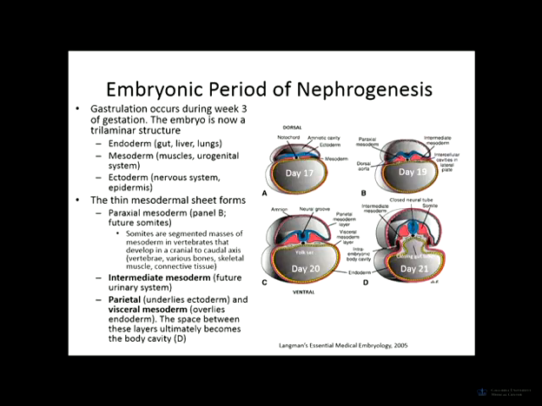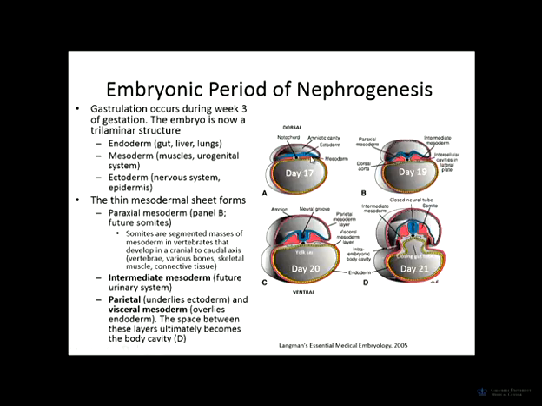This is a schematic of what's going on in the embryo. This is now about week 2 to 3 of gastrulation, and the embryo's a trilaminar structure. So this is in human days, day 17. There are these 3 primitive layers. In blue is the ectoderm. In this pinkish red is the mesoderm, and that's where the urogenital system will derive from. And here in yellow is the endoderm. And this is going to form the gut, liver, and lungs. And the ectoderm is going to form the nervous system and the epidermis.